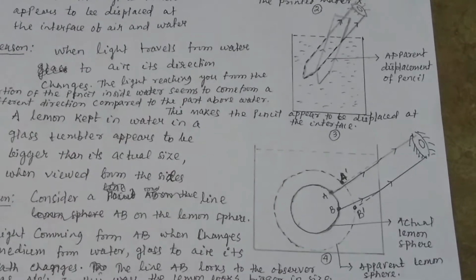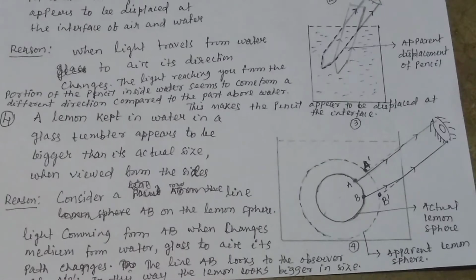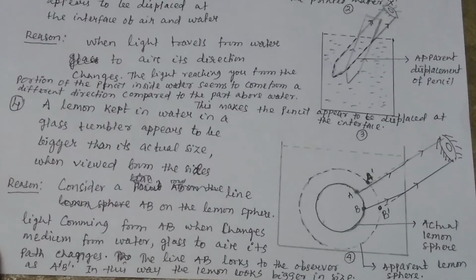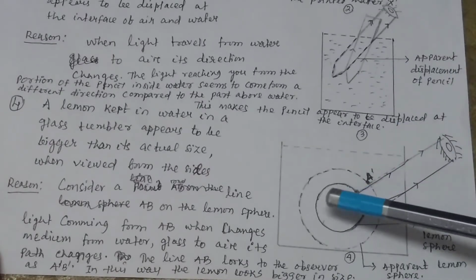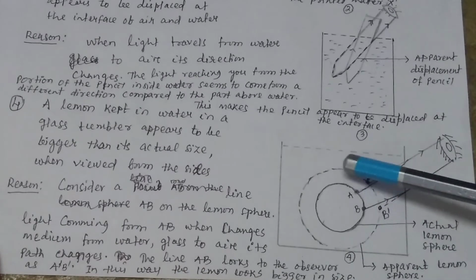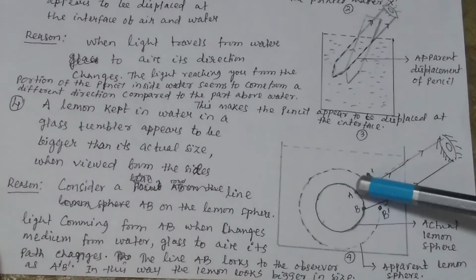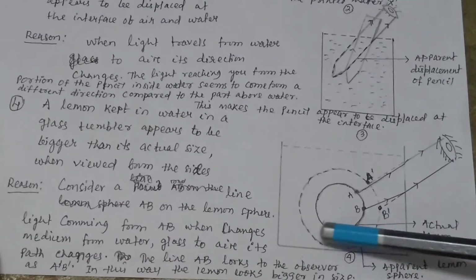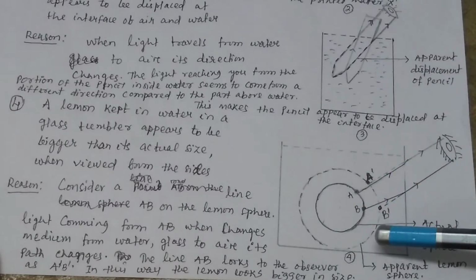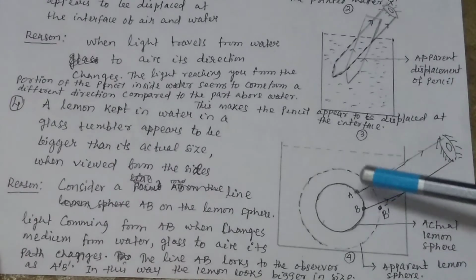Similarly, a lemon kept in water in a glass tumbler appears to be bigger than its actual size when viewed from the sides. Look at this figure. This is a tumbler. It is filled with water and you put a lemon here. This is the actual size of the lemon and this is the apparent size of the lemon. Why does such a thing happen? It is due to refraction.